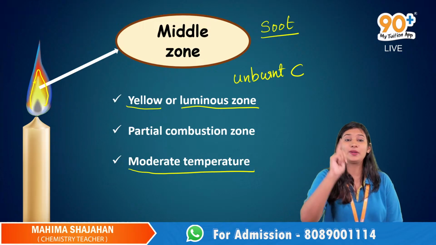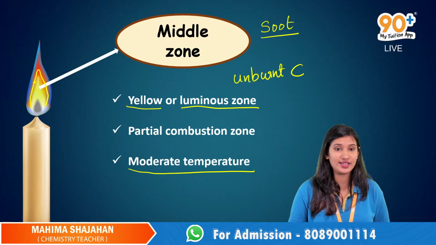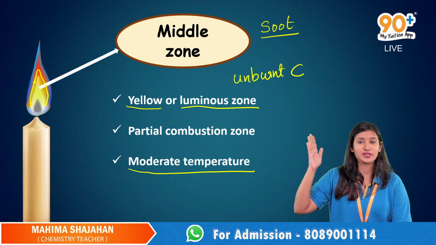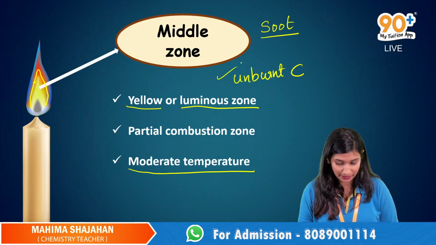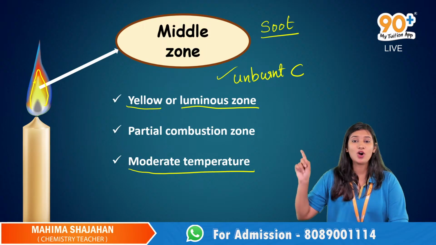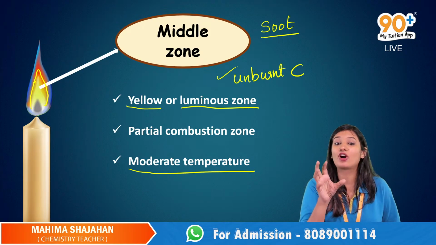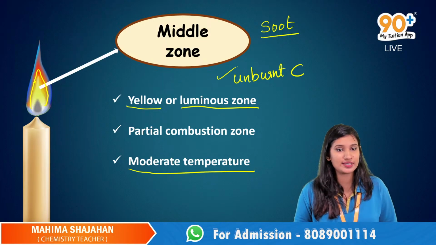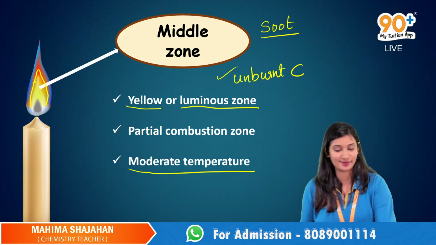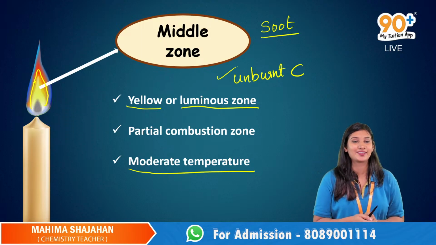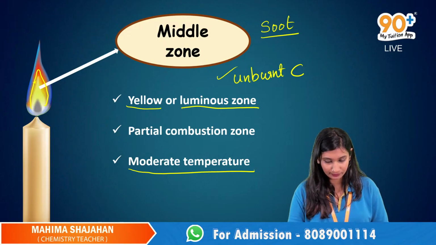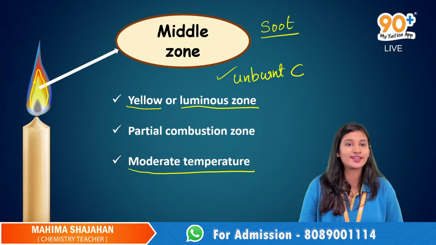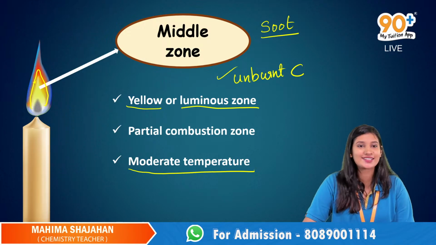If you have any doubt, please comment your doubt in the comment box. Yes, we have Nimi ma'am to help you. So is it clear? The yellow zone, that is the middle one, is also known as the luminous zone. You can see unburned carbon there. Here only partial combustion takes place, because of lack of air, oxygen. The temperature is moderate. Now you can write it down. Yes, hi Kirtana. Hello, ma'am. Yes, tell me.